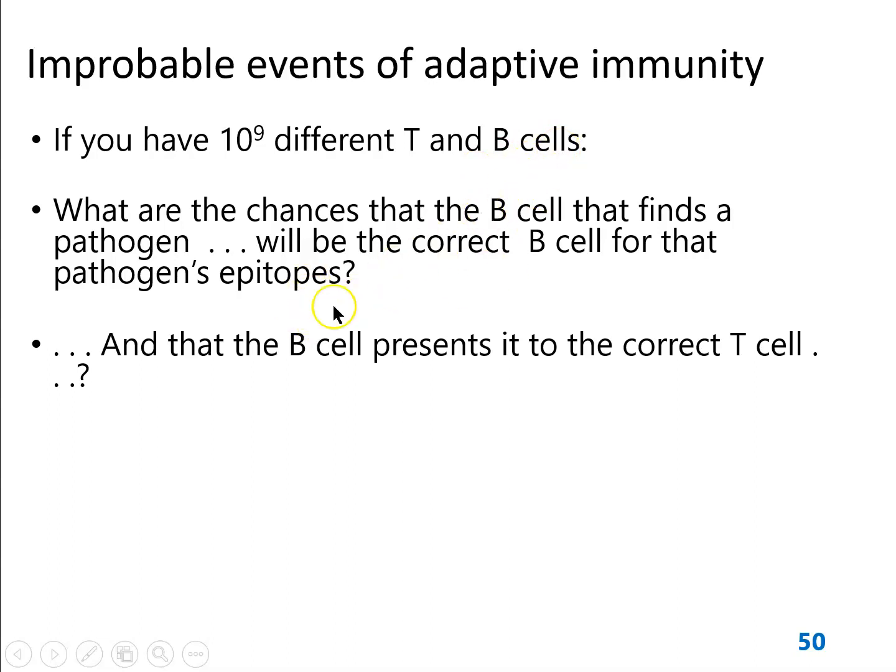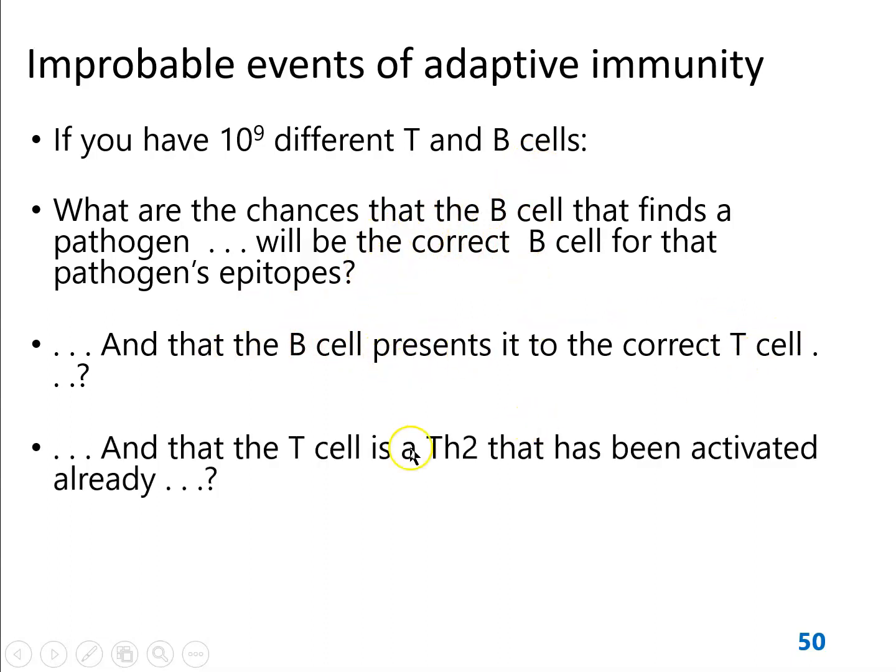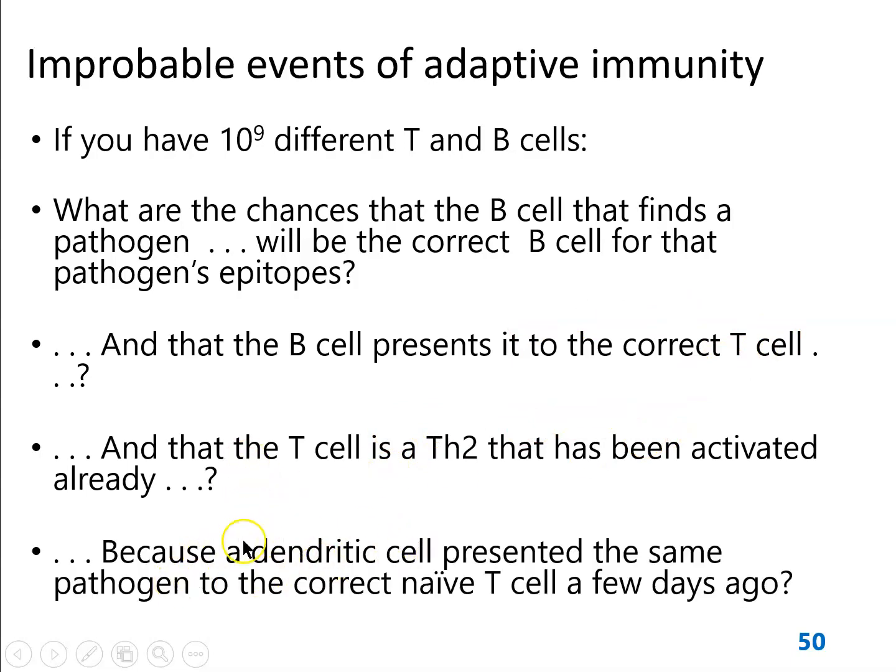In order to have a B cell response, that B cell has to have seen that epitope and present it to a T cell that has already been activated using that same epitope because a dendritic cell found it somewhere else in the body. So these are insanely improbable events, and the only time they're going to happen is during a major infection. That's the big picture of adaptive immunity.